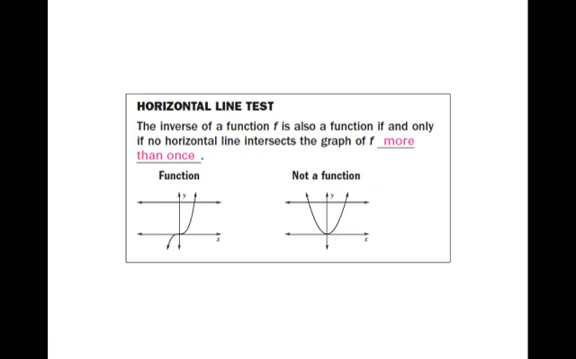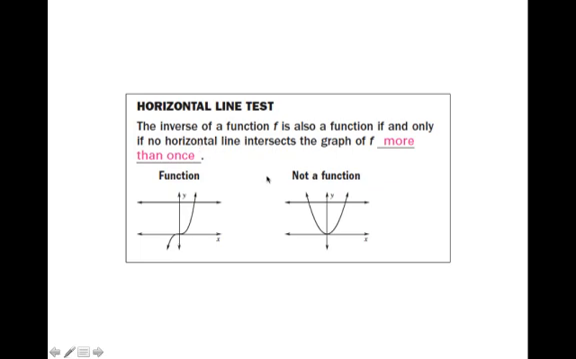Now, to tell whether or not the inverse of a function f is also a function, you need to do the horizontal line test. We did the vertical line test to tell whether a relation is a function. Now we're going to use the horizontal line test to make a statement about the inverse. So for this little function here, because any horizontal line intersects the graph no more than once, then we have a function.